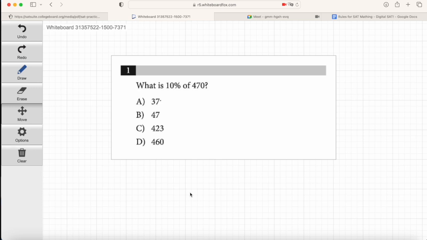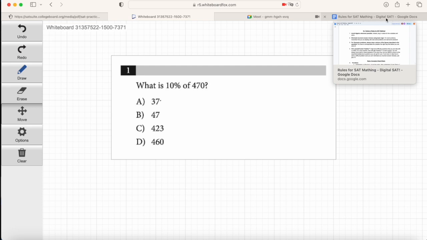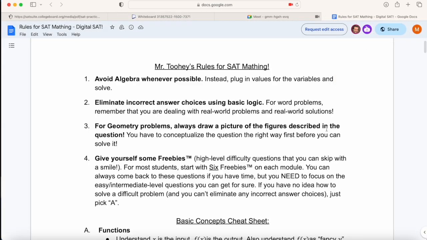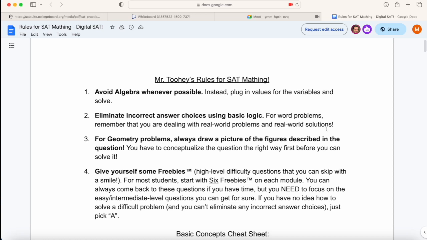Yeah, and it's funny, right? I want to point this out. I actually do want to go to my rules document here, my rules for SAT mathing for the digital SAT, recently updated for the digital test. Let's go to that real quick. We're going to read through the first 3 rules here of this test, and I think rule number 2 really applies in this question. But let's read through these together.